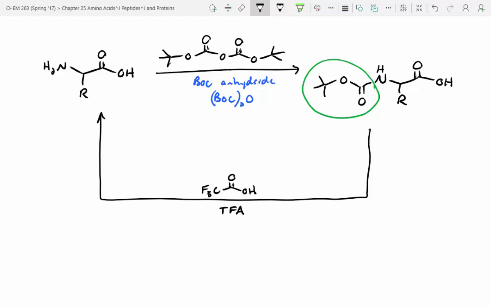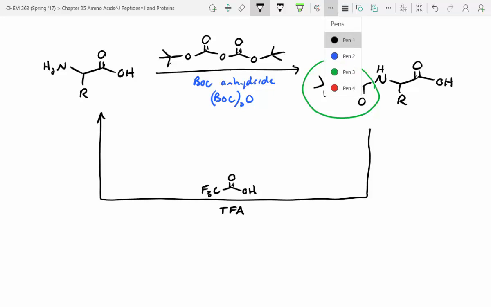The neat thing with this is you blow off a gas called isobutylene. So it's a pretty unique mechanism. If you get a chance to go through your textbook, it's worth taking a look at, but it's pretty novel. So you can protect your nitrogen and then deprotect it once you're ready to react that one side group.